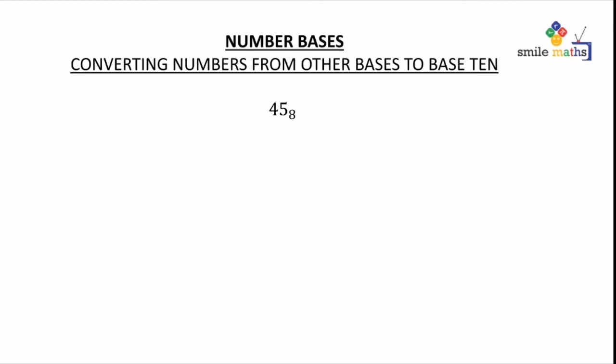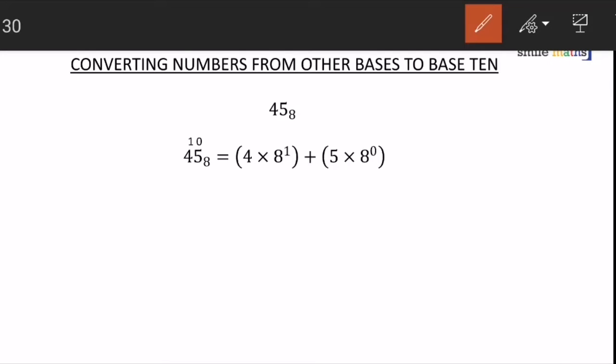So another example here, we have 45 base 8. This is not called 45, this is 45 base 8. So the first thing we do is labeling the digits 4 and 5. From right to left, we are only going to have 0 and 1. So I'm going to have 4 multiplying the base to the power of the labeling. So we have 4 times 8 to the power 1. Then we have 5 times 8 to the power 0.